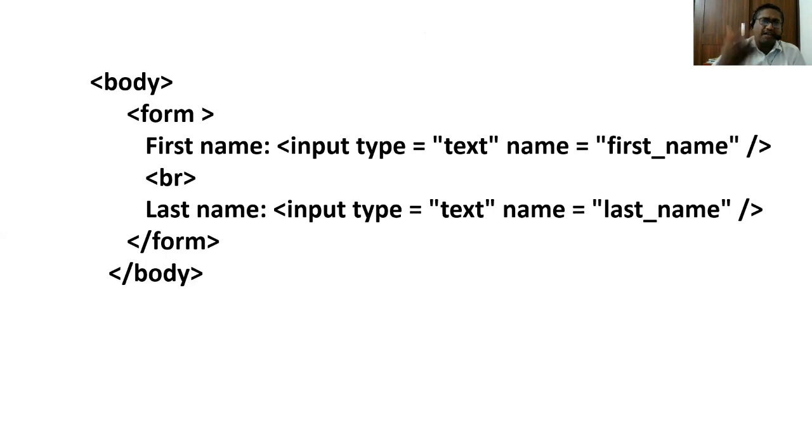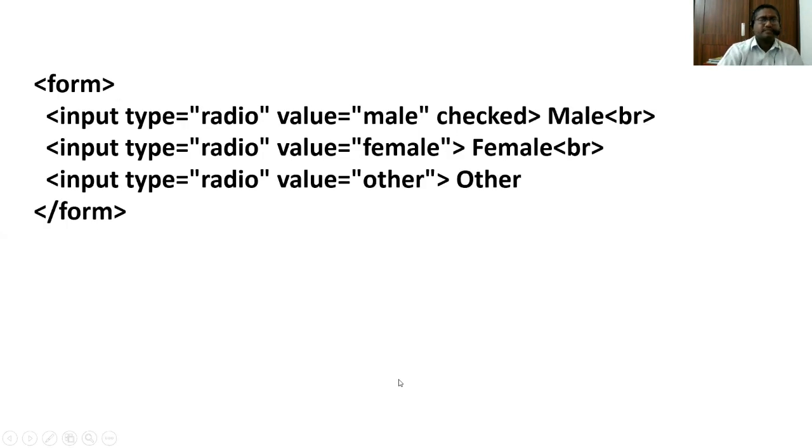How to create a text box? Within the body, a form is created. Input type equal to text. If you create it like this, a text box will be created. If you want to mention the name for the text box, we can do that. Similarly, last name. I'm having two text boxes, one is first name and the other is last name.